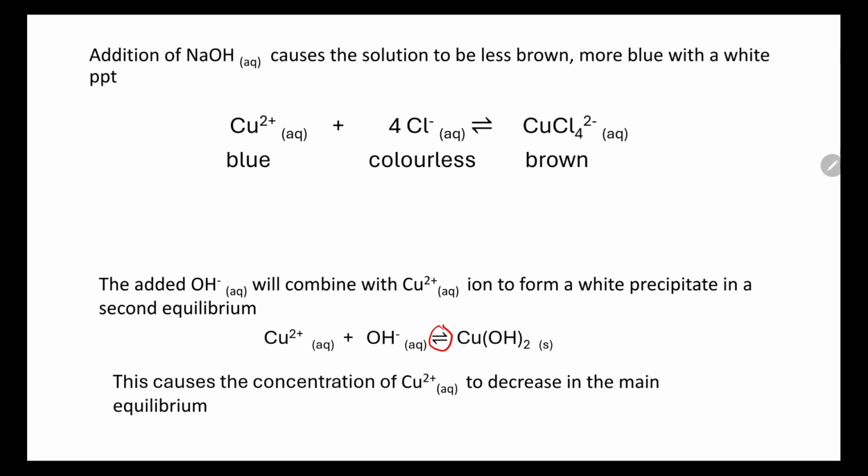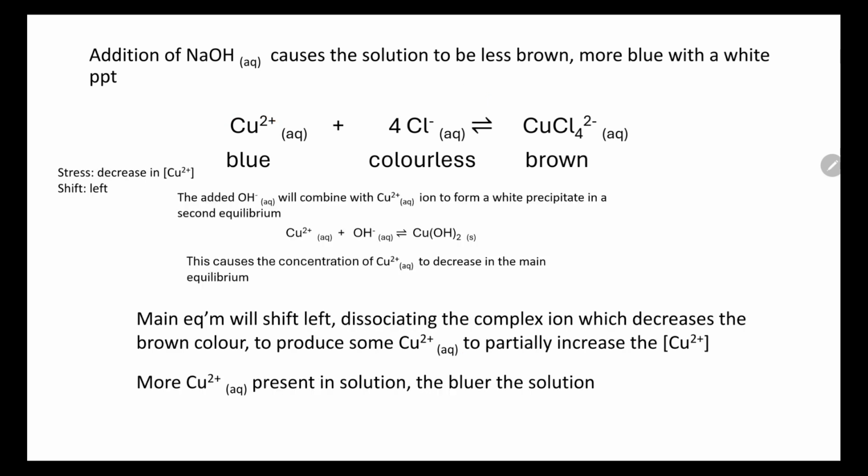So this allows me to now identify my stress, right? So my stress is going to be the decrease of the copper 2 ion. And so as a result, we know that it's going to shift in reverse to produce some copper 2 ion. And so my main equilibrium will shift left, dissociating some of my complex ion. So I'm going to have less of this formed. And so as a result, that ties with it being less brown.